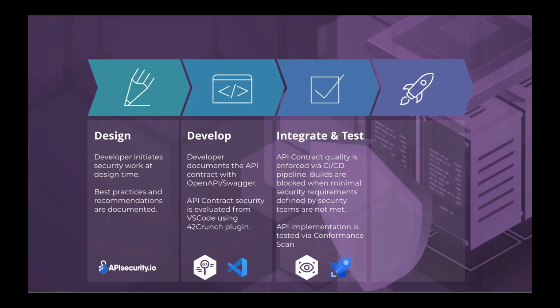And of course, if the file is not properly defined, then we're going to block it. So we can put there a point of control. So every time there's an integration, we can block something that is not at the level that we want. And then we can also test how well the implementation is doing compared to that contract.